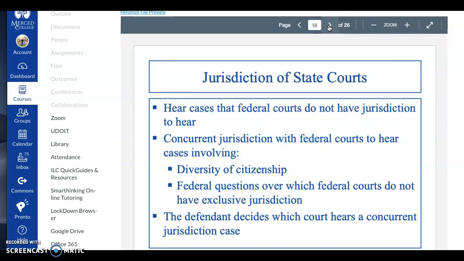State courts hear cases that federal courts do not have jurisdiction to hear. So they can hear concurrent cases if there's diversity of citizenship or a federal question over which federal courts do not have exclusive jurisdiction. So maybe something happened within the state, but it has to do with a federal matter. The defendant can decide which court to hear a concurrent jurisdiction case in. Remember, the defendant or the respondent.